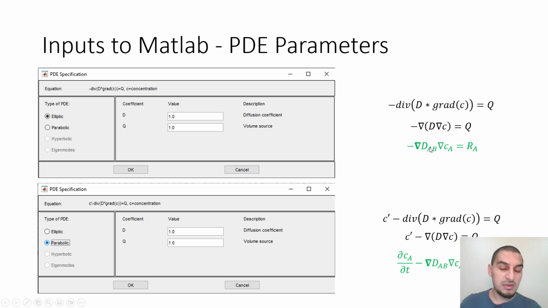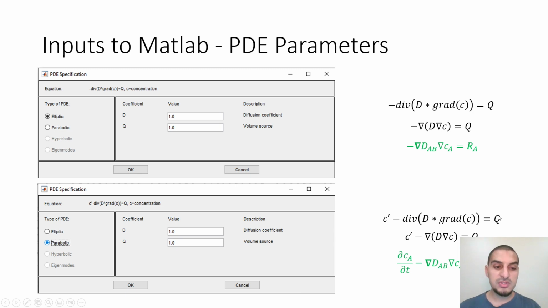But the shape of this equation that we're used to is like this. This is the left hand side, but the right hand side is the rate of reaction, or the rate of production. So it says here the volume source, which we are used to as the rate of production. So it's the same. So if you want to put it like this, then it's going to be okay. But just to understand that this corresponds to this, the RA corresponds to Q.